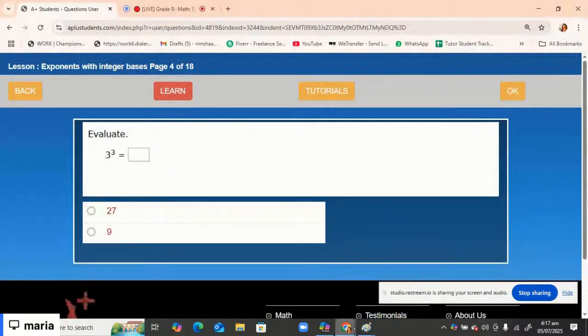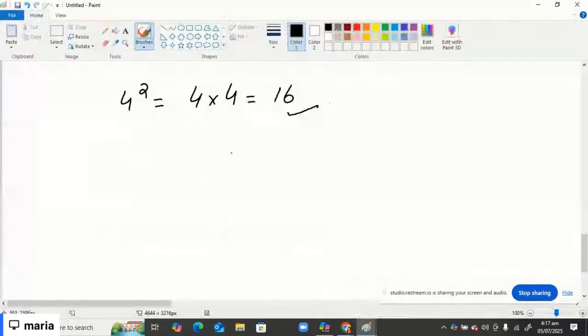Now 3 power 3. Everyone tell me in the chat the answer of this one. 3 power 3. How to write it?